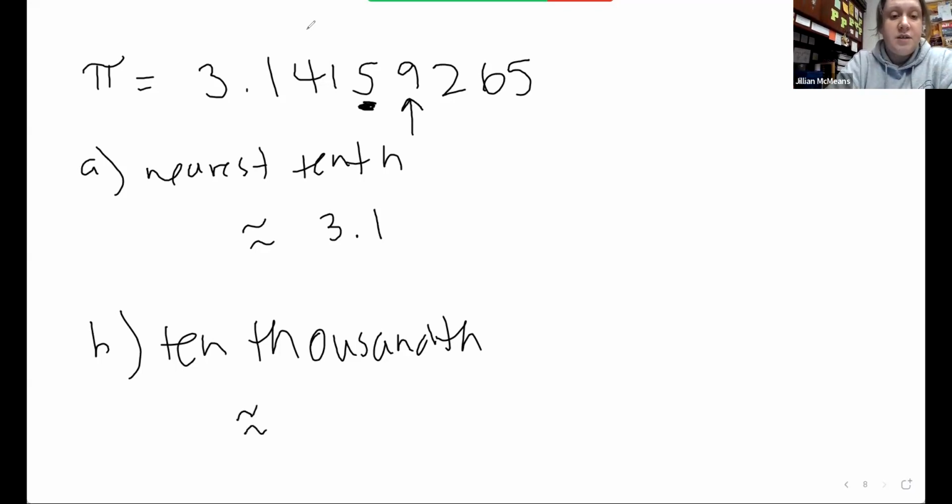So we're going to get approximately 3.141. Everything before the rounding digit just stays the same. The 5 becomes a 6, and then we chop everything after that off. So pi rounded to the nearest 10,000ths is closer to 3.1416 than it is to 3.1415. All right. And that's rounding decimals and whole numbers.